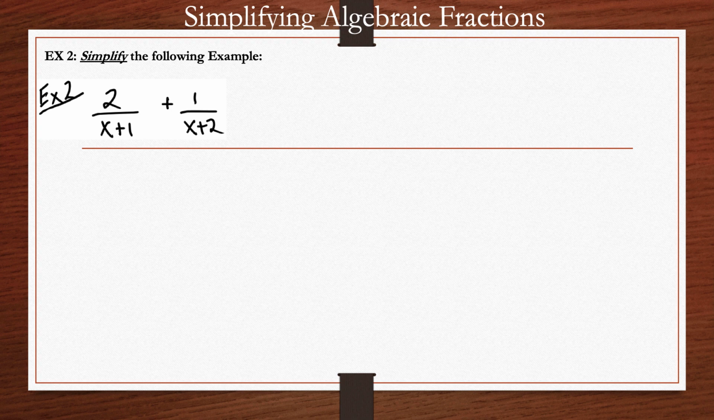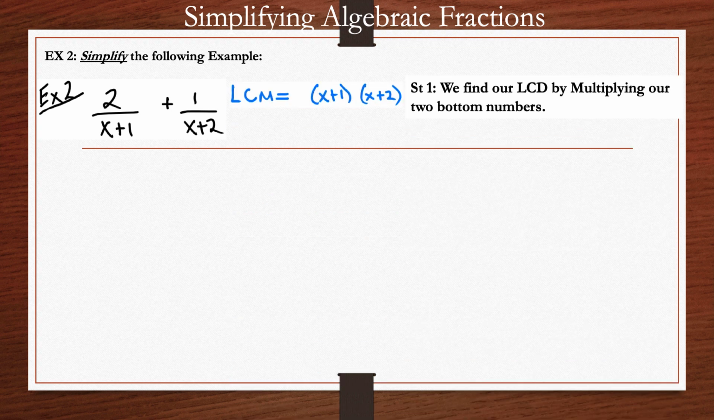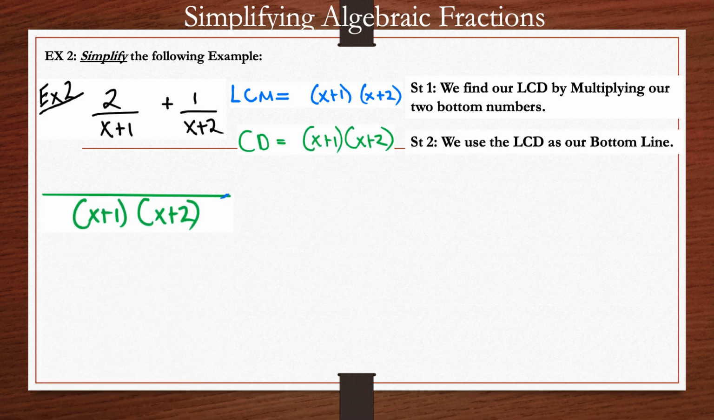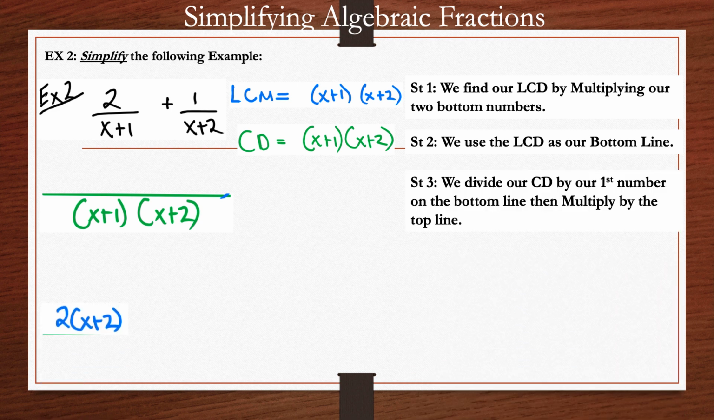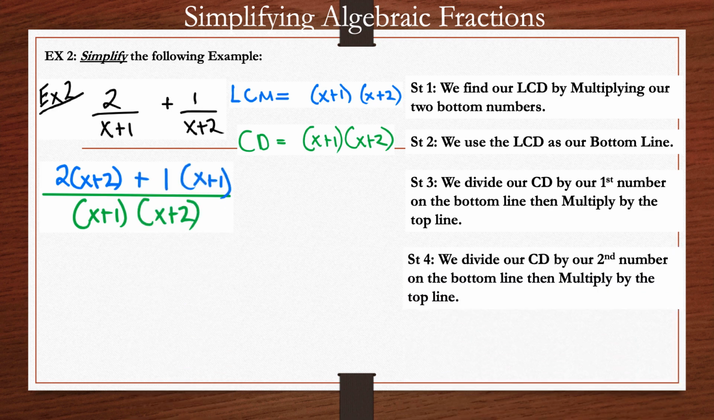Right, so same as the last time, we get the lowest common multiple, which becomes our lowest common denominator of x plus 1 and x plus 2, yeah? We then divide x plus 1 into that, and you're left with 2 times x plus 2. You divide x plus 2 into that, you're left with 1 times x plus 1.